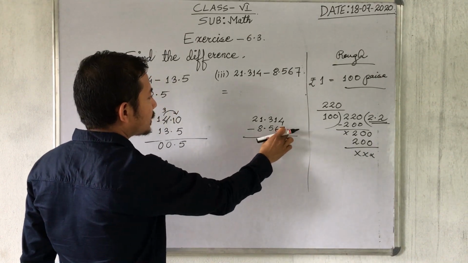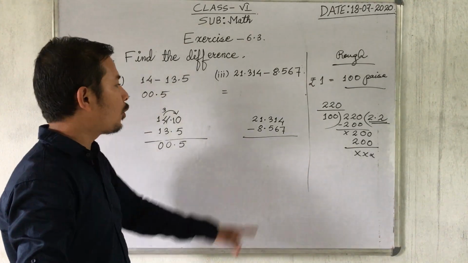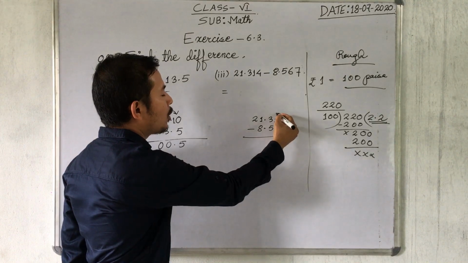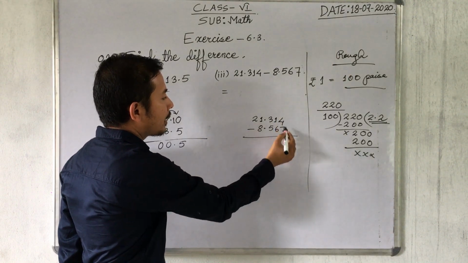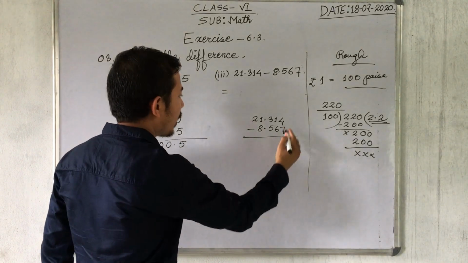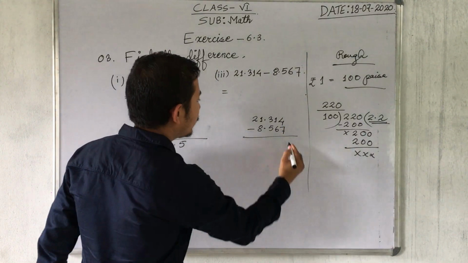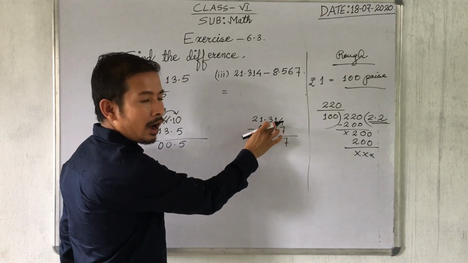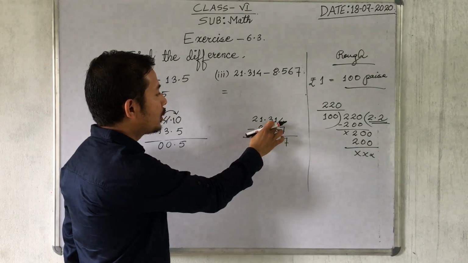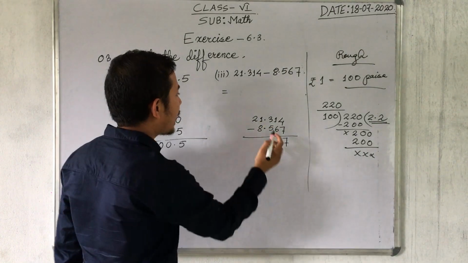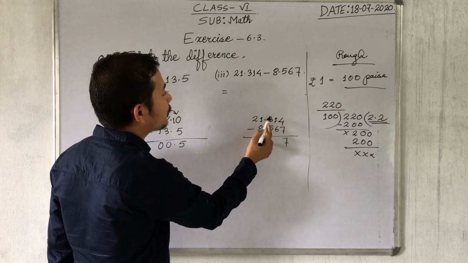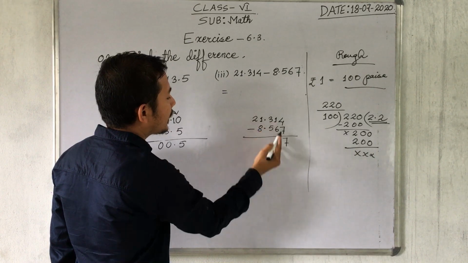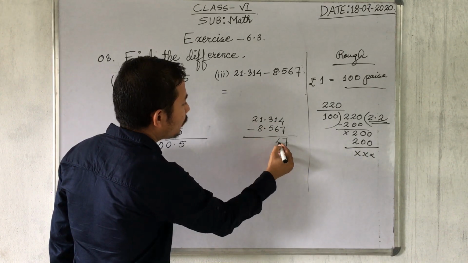Is it possible to subtract 7 from 4? It is not possible because 4 is smaller than 7. What can we do? We have to take 1 from here. If we take 1 from here, there will be 14. Now we can easily subtract 7 from 14. We will get 7. After taking 1 from here, there is 0 now. We cannot subtract 6 from 0, so we have to take 1 from 3. After taking 1 from 3, there will be 10. Now if you subtract 6 from 10, there will be 4.